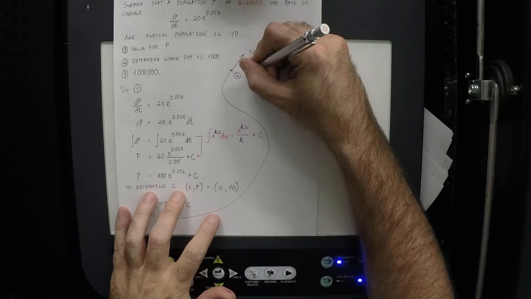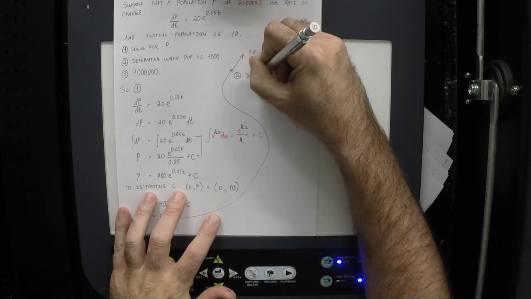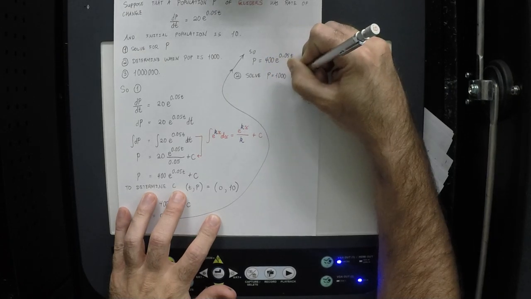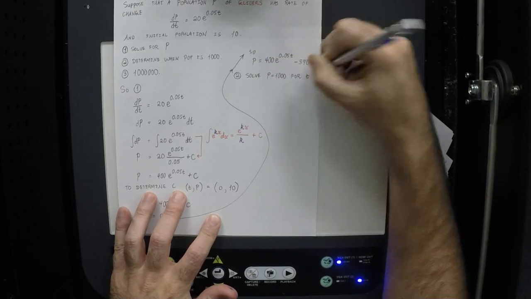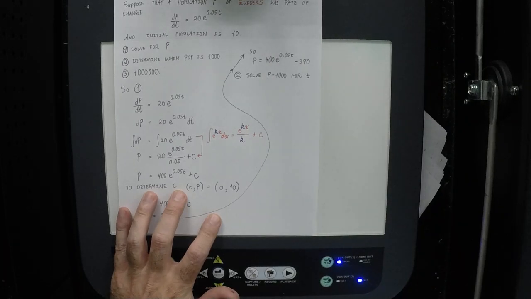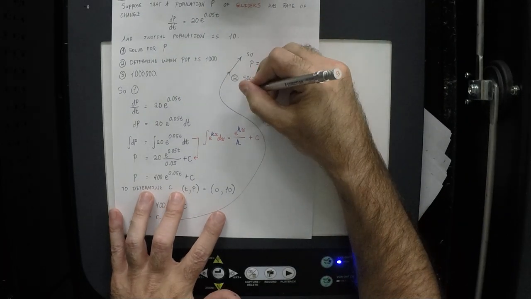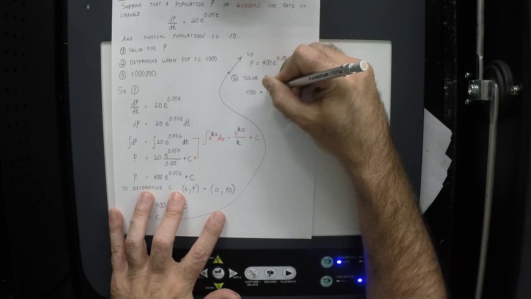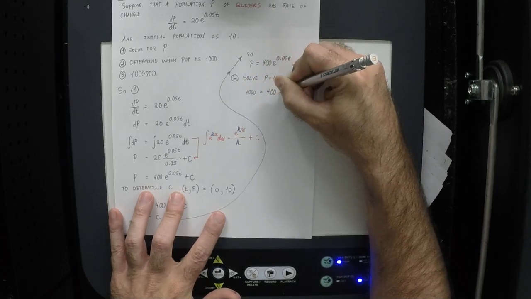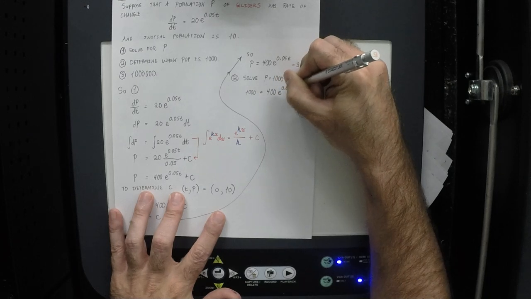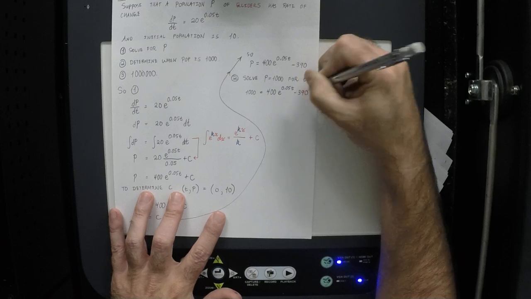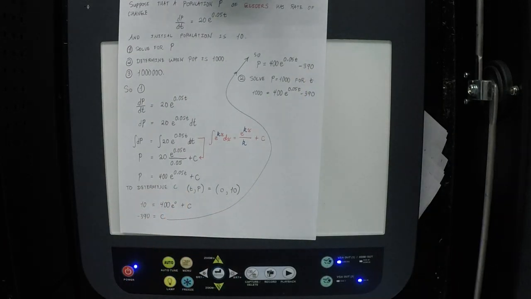We want to solve P equal to 1,000 for t. So 1,000 is 400 exponential 0.05t minus 390. Okay, so how do you go about solving for t?